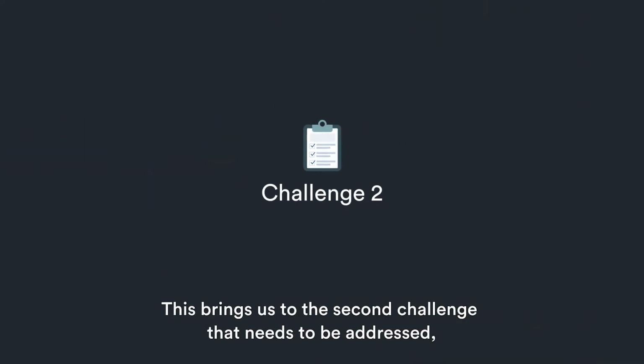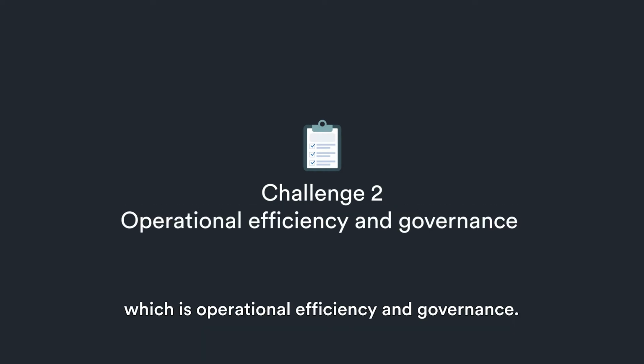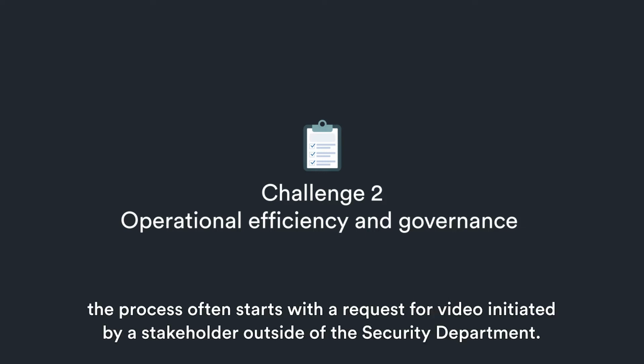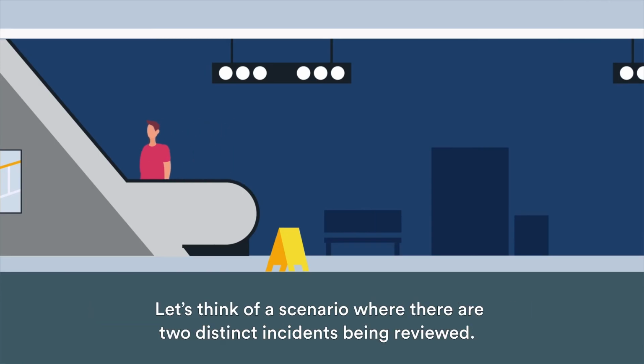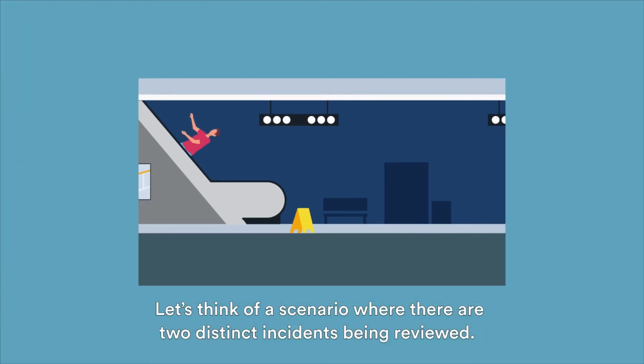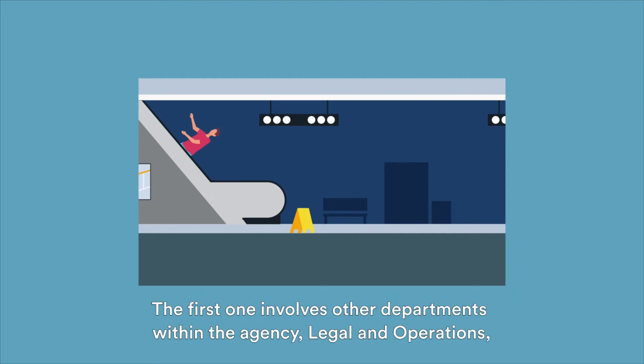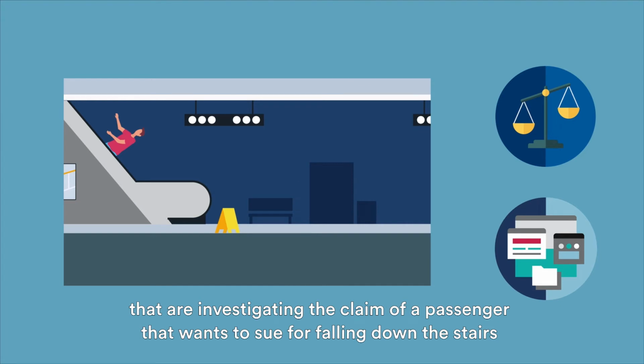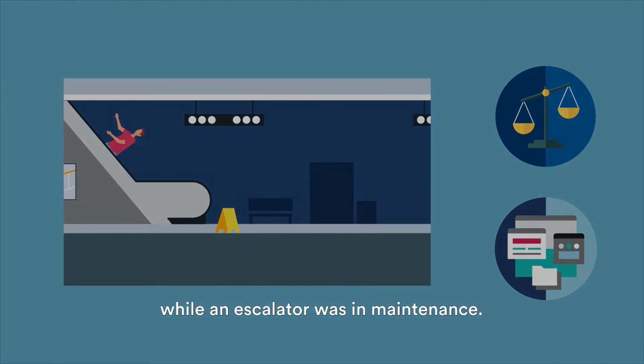This brings us to the second challenge that needs to be addressed, which is operational efficiency and governance. Before we get into evidence collection, the process often starts with requests for videos initiated by a stakeholder outside of the security department. Let's think of a scenario where there are two distinct incidents being reviewed. The first one involves other departments within the agencies, legal and operations, that are investigating the claims of a passenger that wants to sue for falling down the stairs while an escalator was in maintenance.